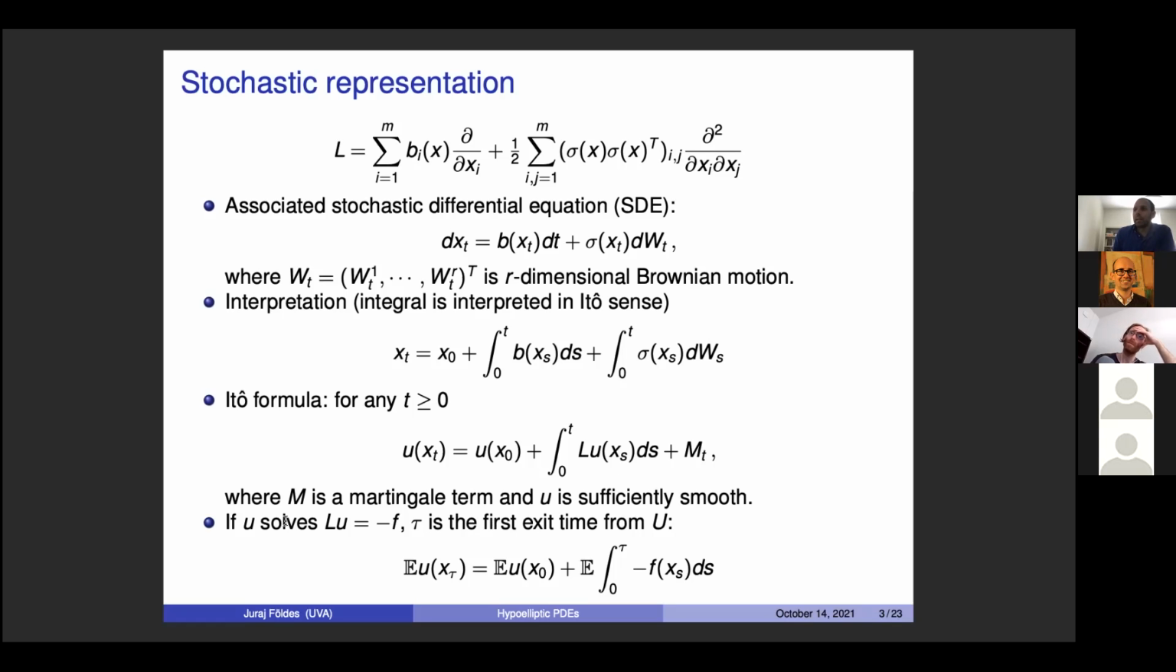Now, the idea is that if u is a solution, if we happen to have a smooth solution of our problem, L of u is minus f, then of course I can replace this L of u by minus f, right? That's a pointwise identity. And this Ito formula actually holds not only for fixed times, but for any t, even if t is a random variable. And what I'm going to put here as my random variable is the first exit time of my process from the domain.